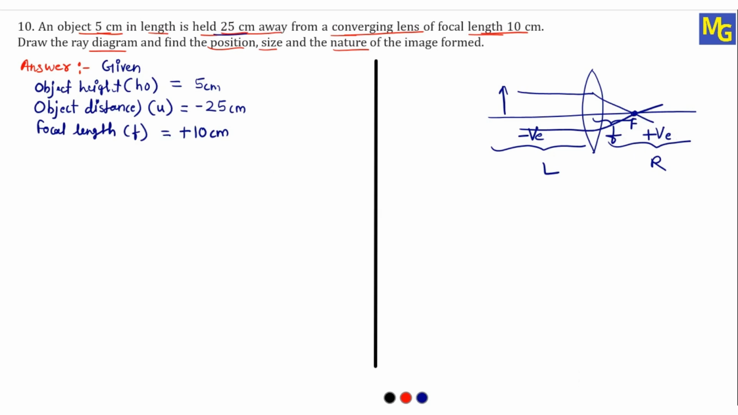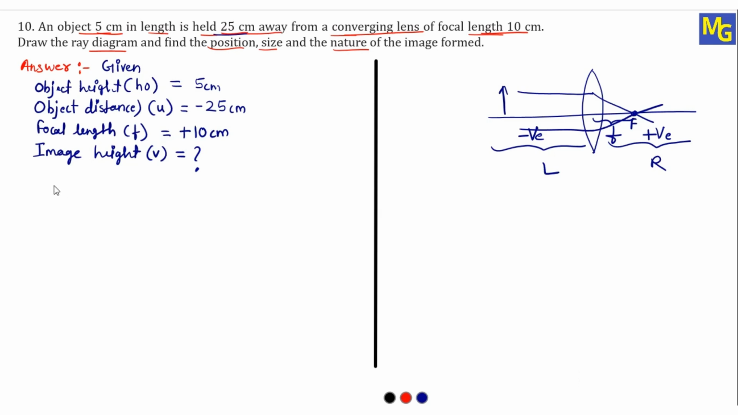and therefore this should be positive. And the next, what we have to find here, we have to find image distance. So I'll write here image distance. So image distance I have to find out, and this is denoted by small v. So I'll write it with a question mark. With this we have to find magnification, we have to find height of the image also.